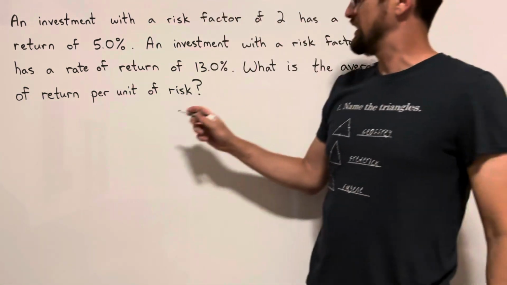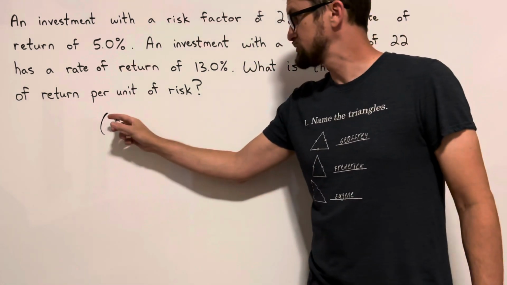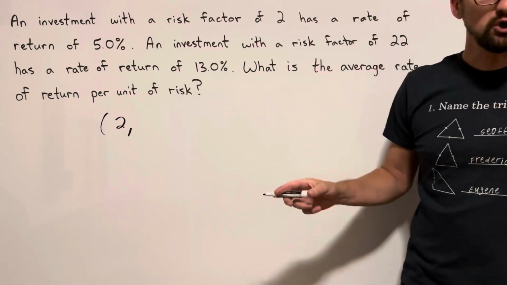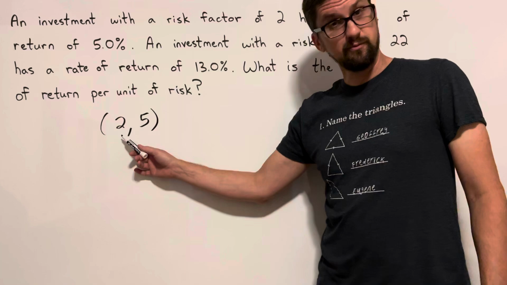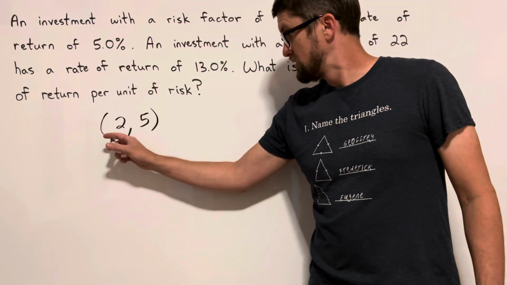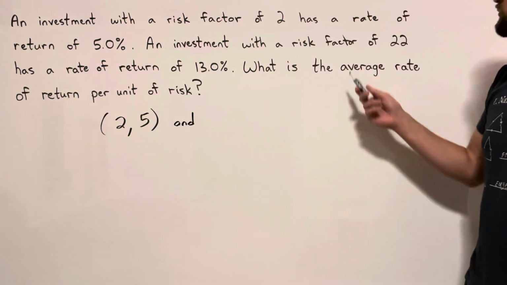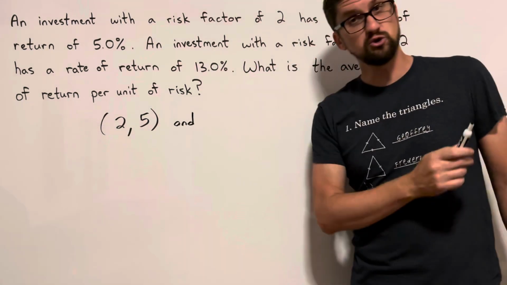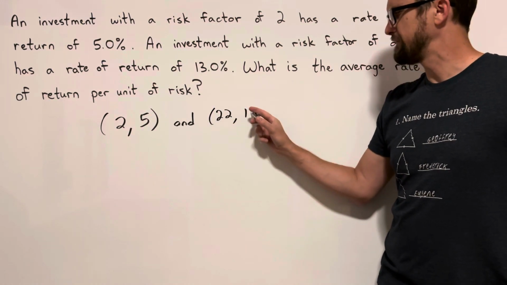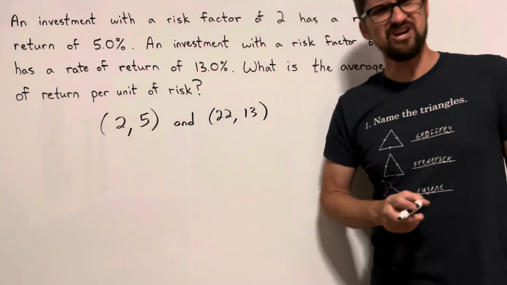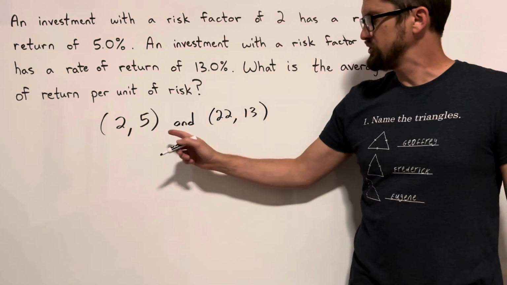Now you can think of 2 points here. We have a risk factor of 2 corresponding to a rate of return of 5. So this can be thought of as an ordered pair. And we can write an ordered pair for the other situation. We have a risk factor of 22 corresponding to a rate of return of 13%. So 22 and 13. It wants the average rate of change of the return per unit risk.